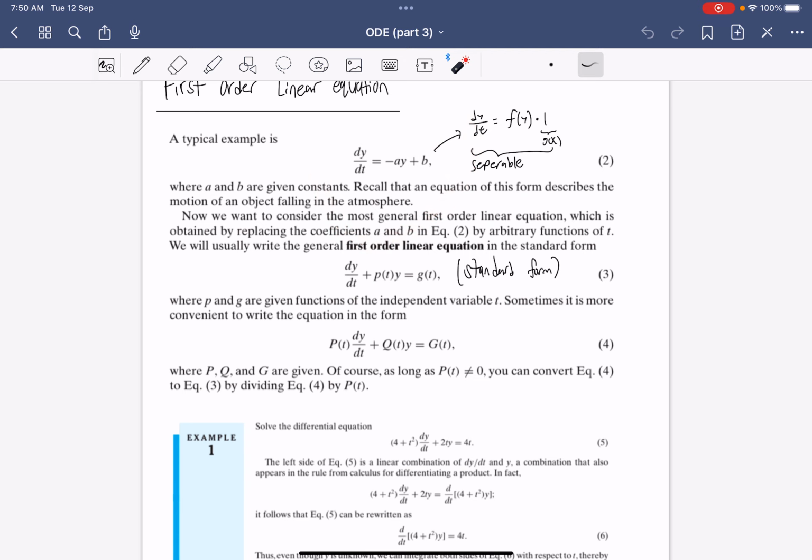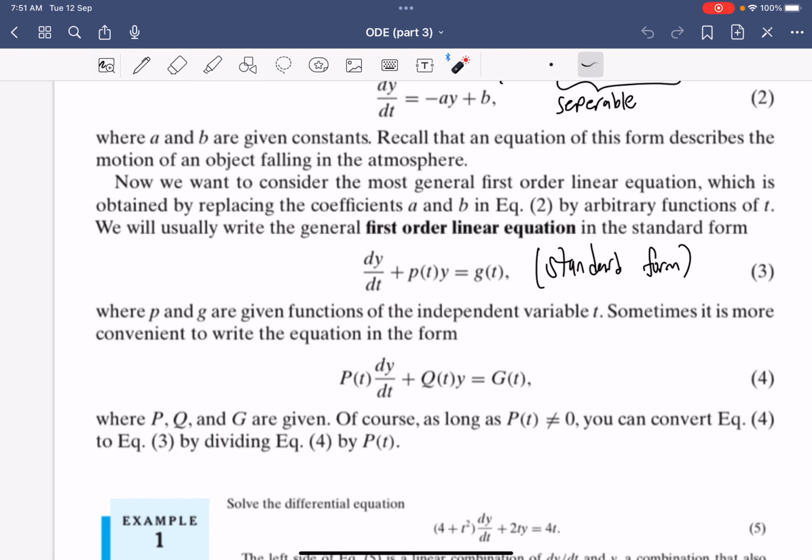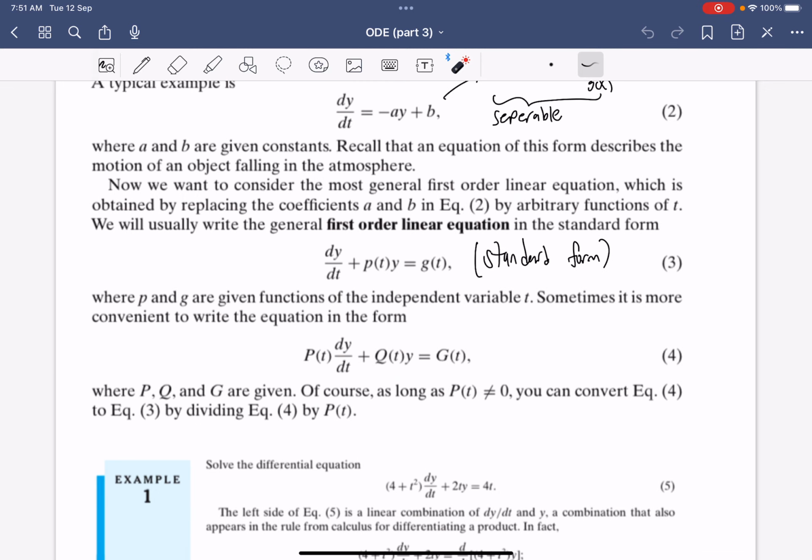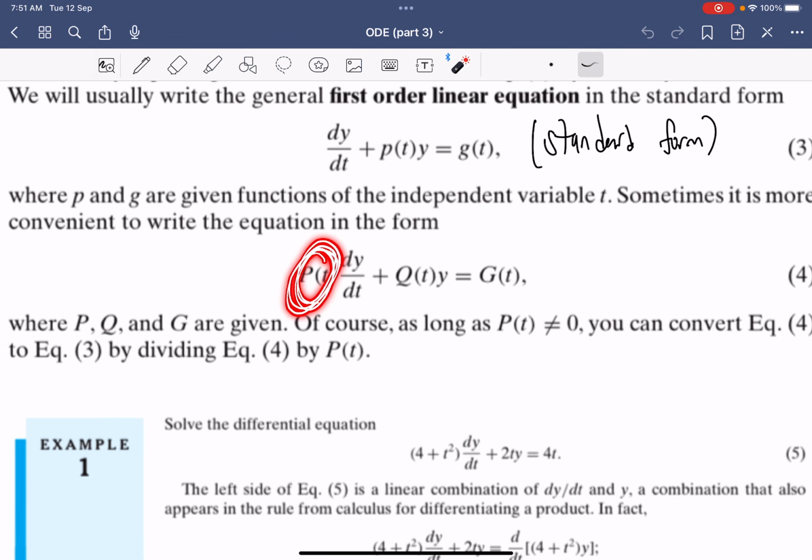And if we consider a more general form where the coefficients a and b are, instead of constants, replaced with functions of t, then it can be written in this way, and this is known as the standard form of the first order linear equation. For the standard form, you must remember that the coefficient of the derivative term is 1. A more general one has a term here, but you can easily make this into the standard form by dividing by p(t), by the function p.